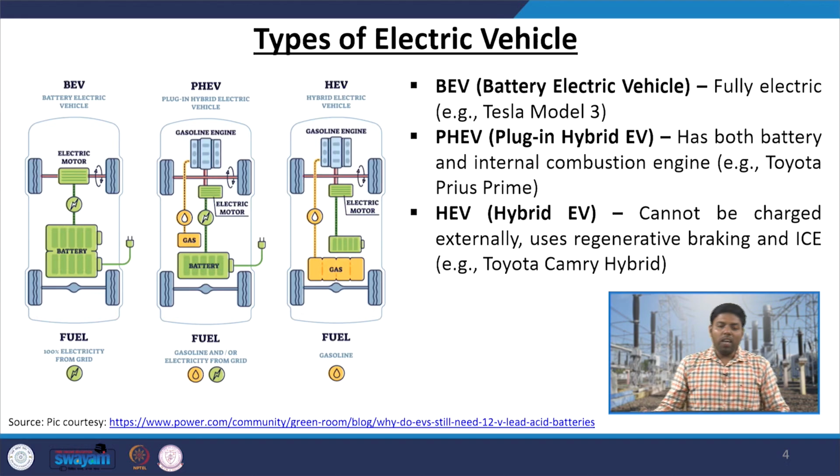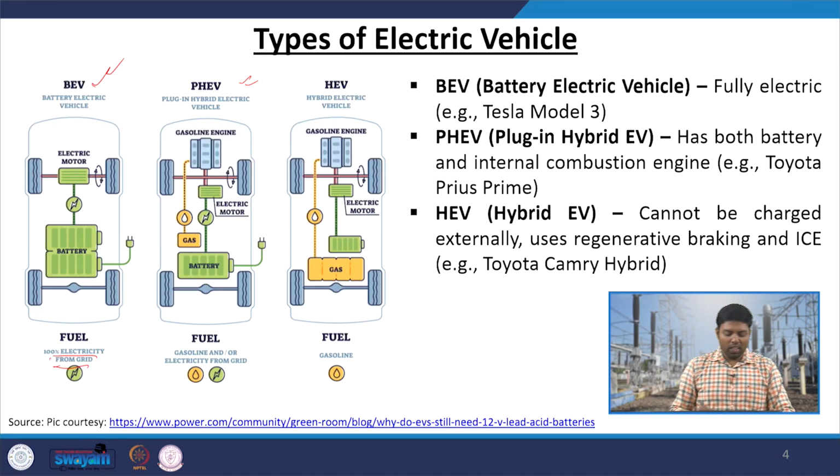So, these are the types of electric vehicles. Mostly three types are seen. One is purely electric, that is the battery electric vehicle or BEV, which uses 100% electricity from the grid, a full electric car. Second is the plug-in hybrid electric vehicle, which uses an IC engine with gasoline as well as a battery pack to drive the motor and the car.